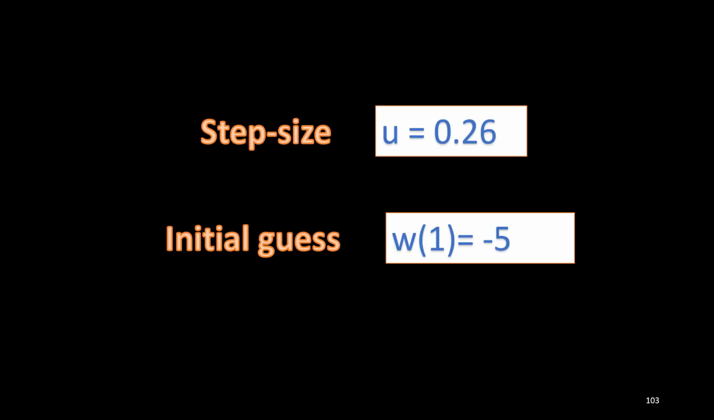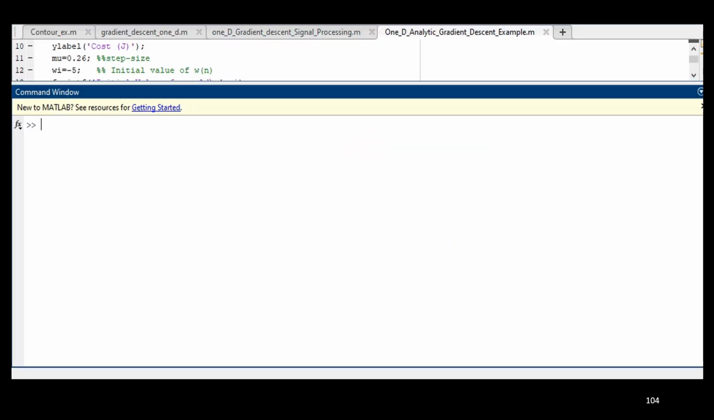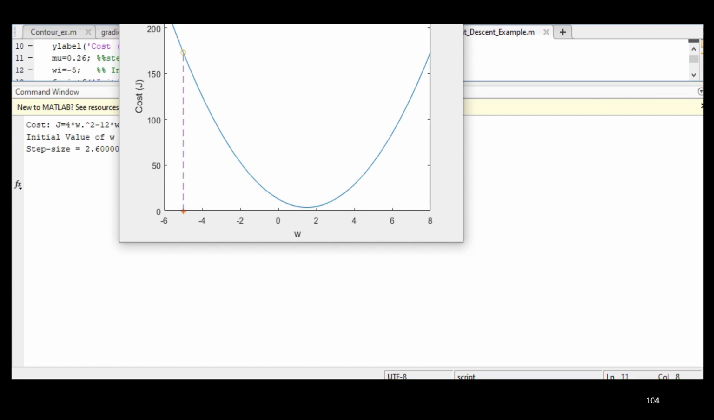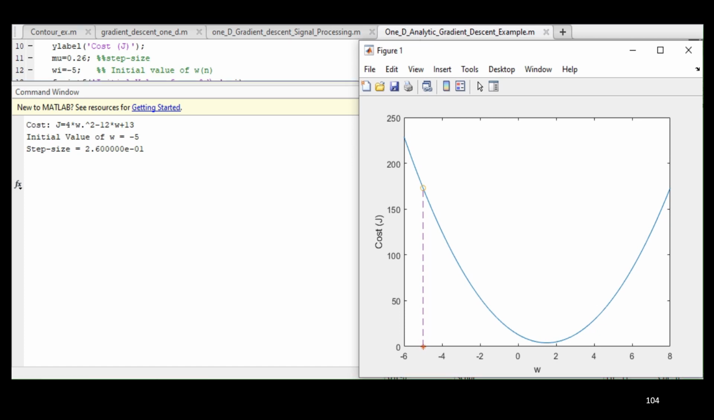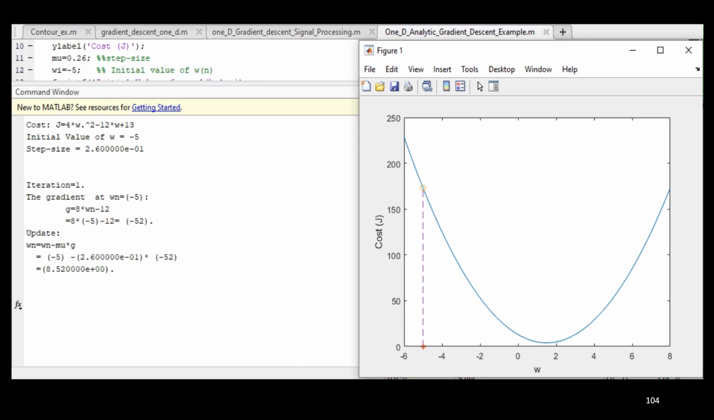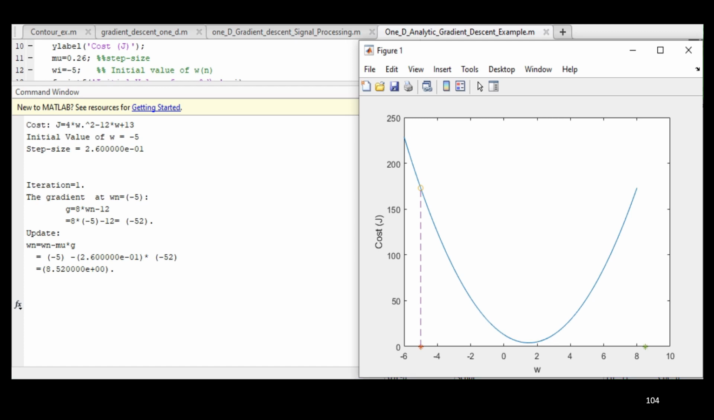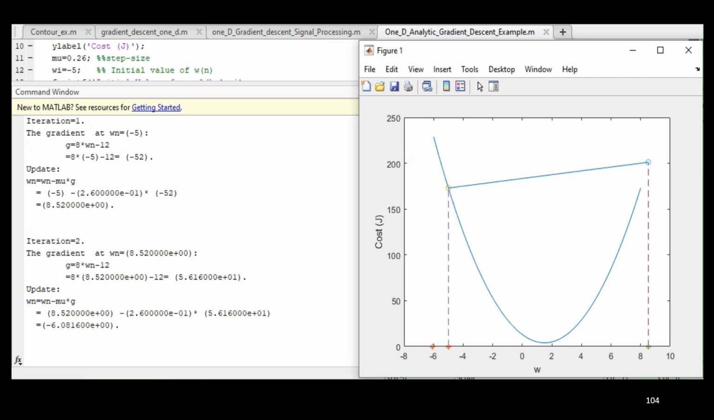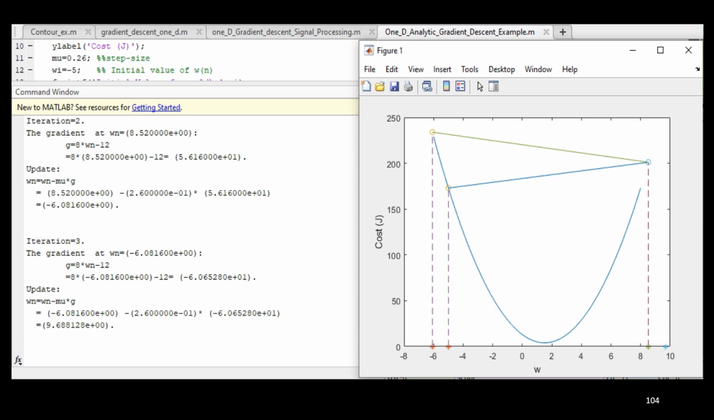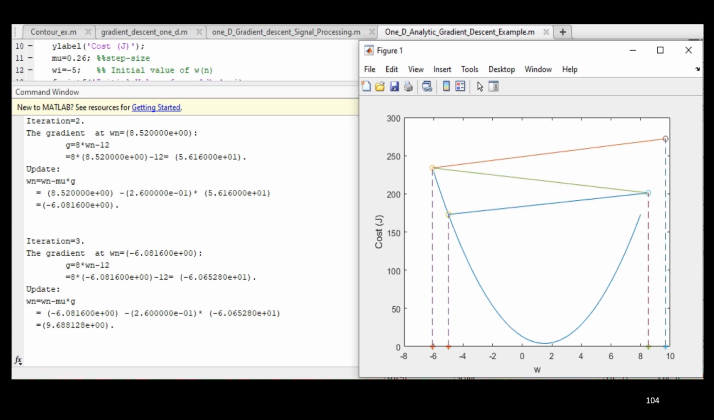So we'll increase the step size further. We'll consider mu equal to 0.26. So you see in this case what is happening. Okay, so you see the first step it is coming to 8.5, meaning here. Now you see the cost value is more. Again on the left side the cost value is further more. The cost value is increasing.